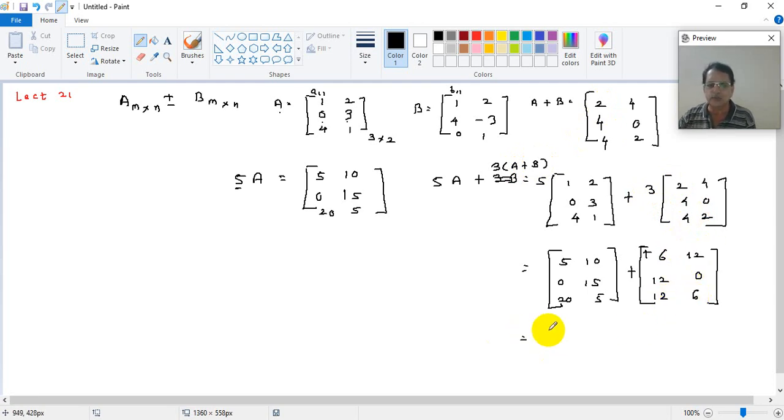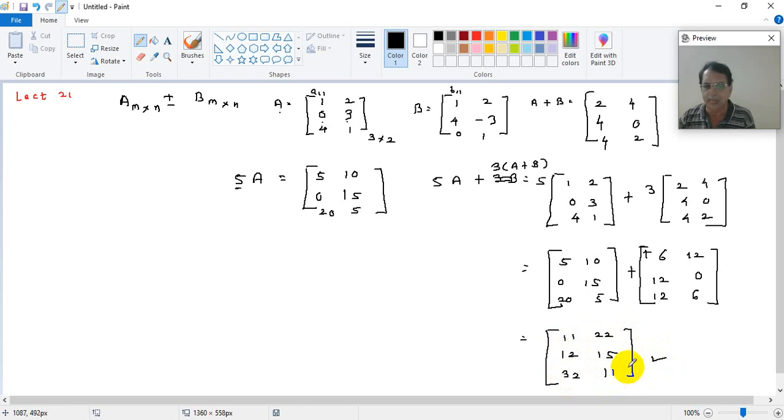Now you add these two matrices. How are matrices added? Corresponding elements are added. So 5 and 6, it is 11. 10 and 12, which is 22. 0 and 12, which is 12. 15 and 0, that is 15. 20 and 12, which is 32. And 5 and 6, which is 11. So this is the addition of the two matrices and scalar multiplication.